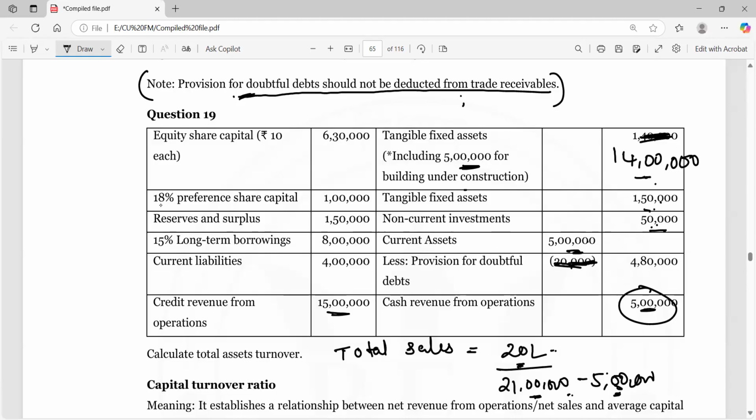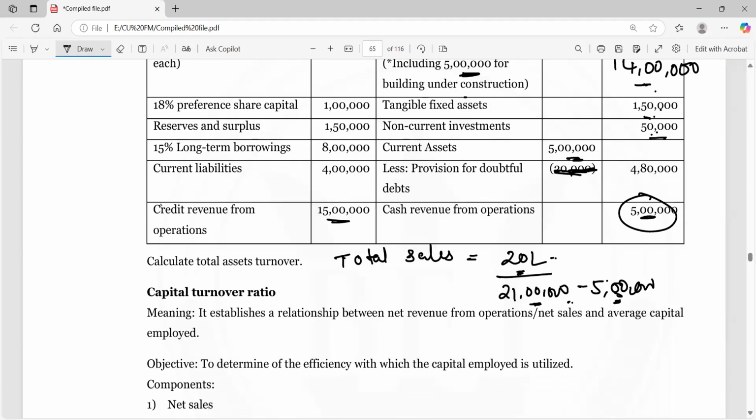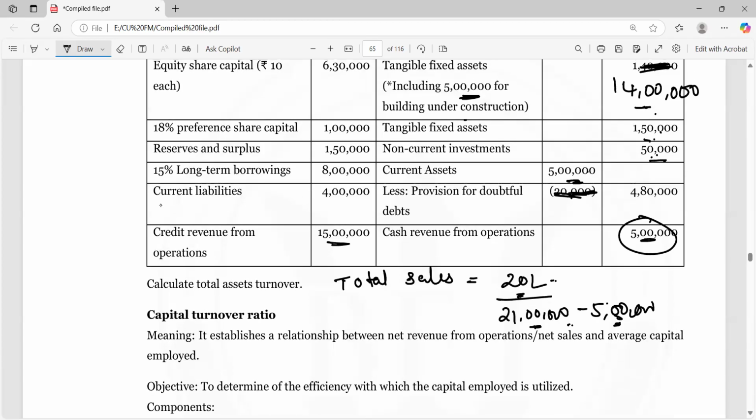Did everyone understand? So what is the total asset turnover ratio? 1.25 times. How do we interpret it? For every 1 rupee of asset, the company is generating 1.25 rupees of revenue. It means the company is making use of its assets effectively for generating revenue. Clear? Any doubts? Did you get 1.25?